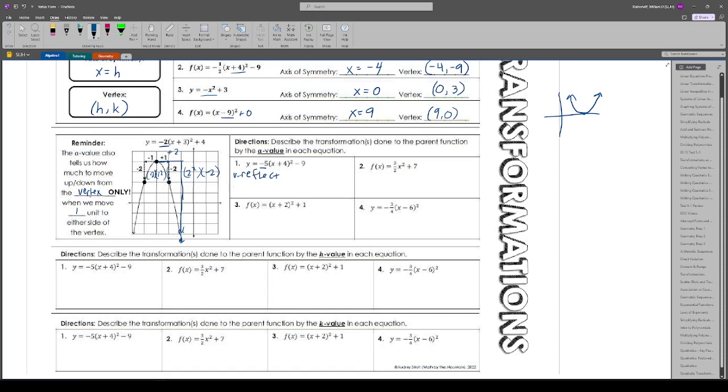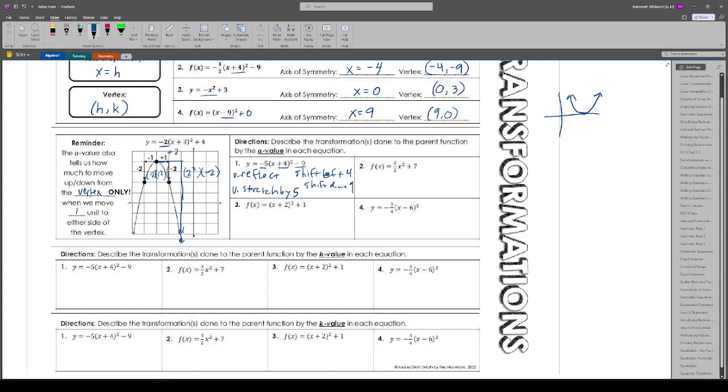The 5 tells us there is a vertical stretch by 5. We could also say that as 5 times narrower, but vertical stretch by 5 is good. The plus 4 here makes us a shift left 4, and the minus 9 is a shift down 9.